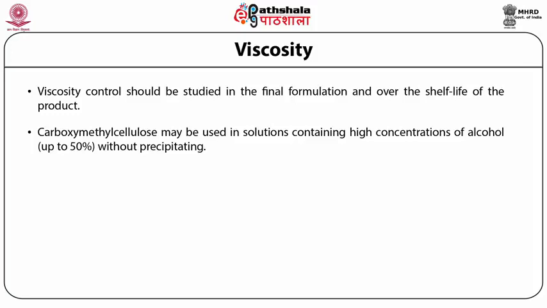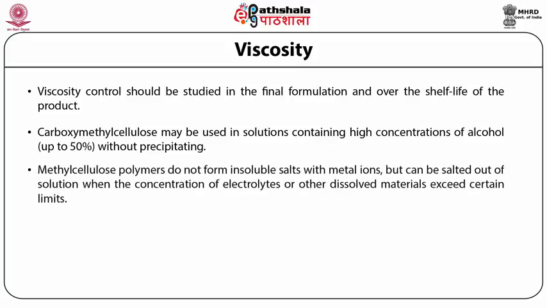It is precipitated, however, as an insoluble salt by a number of multivalent metal ions such as strontium, iron, and calcium. Methyl cellulose polymers do not form insoluble salts with metal ions, but can be salted out of solution when the concentration of electrolytes or other dissolved materials exceeds certain limits. These limits may vary from 2 to 40% depending on the electrolyte and the type of methyl cellulose involved.